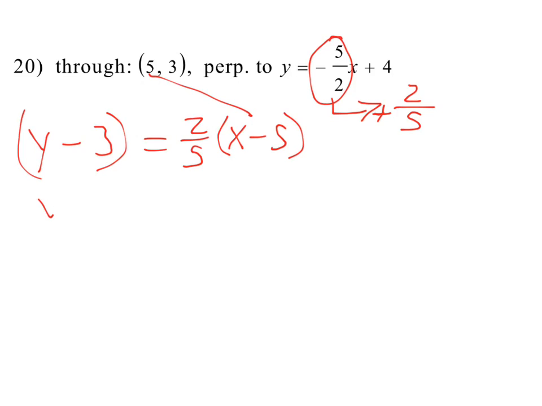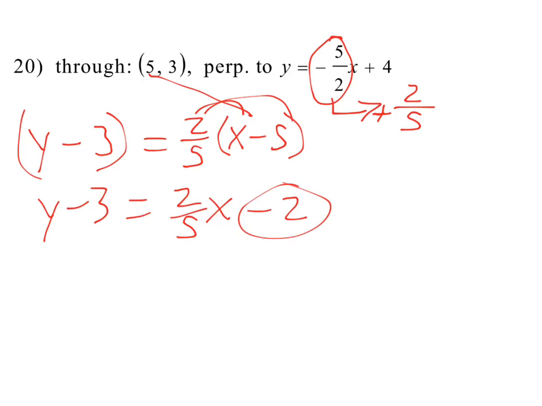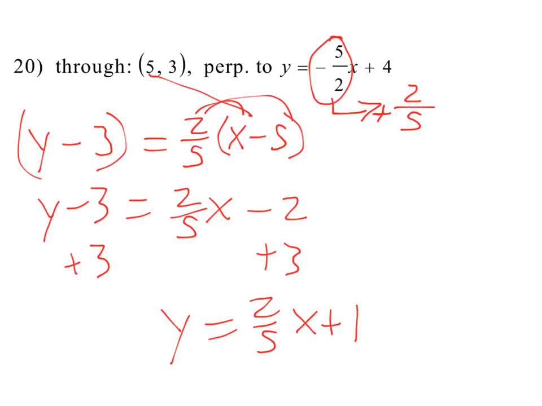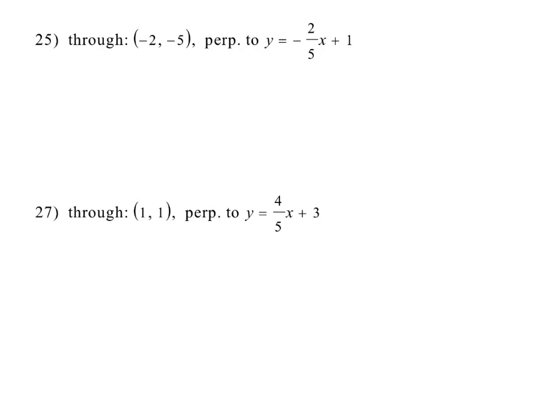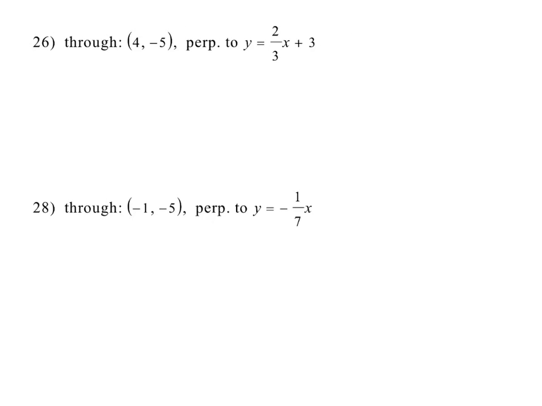And now it's time to simplify things down. Y minus 3 on the left, and distribute this 2/5 through. We get 2/5 x minus 2. 2 times 5 is 10, divided by 5 gives you 2, so that's why I subtract 2 here. And now we need to get y by itself, so we'll add 3 to both sides. And now we got y equals 2/5 x plus 1. And that one's good to go. And now we'll get down to these next few here. There's quite a few of these ones.